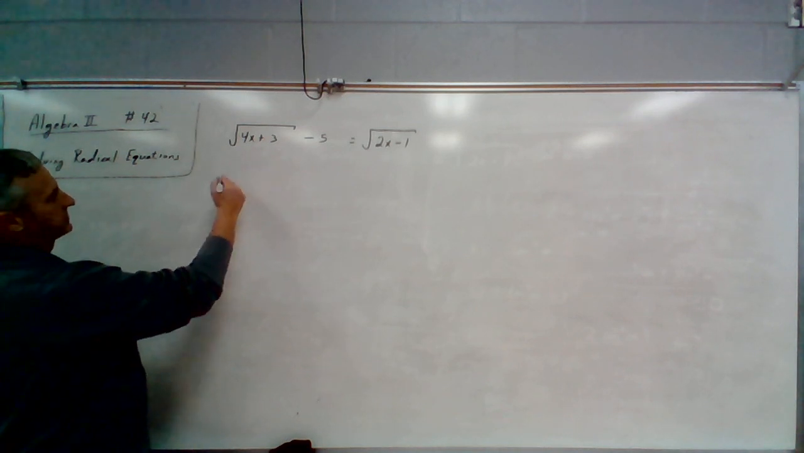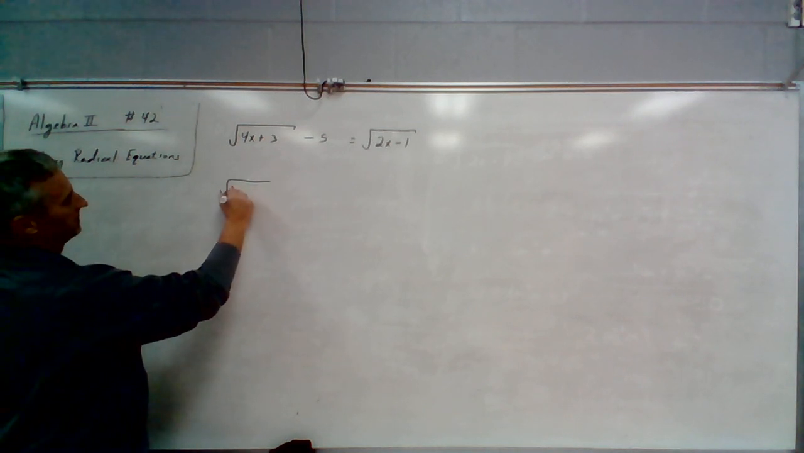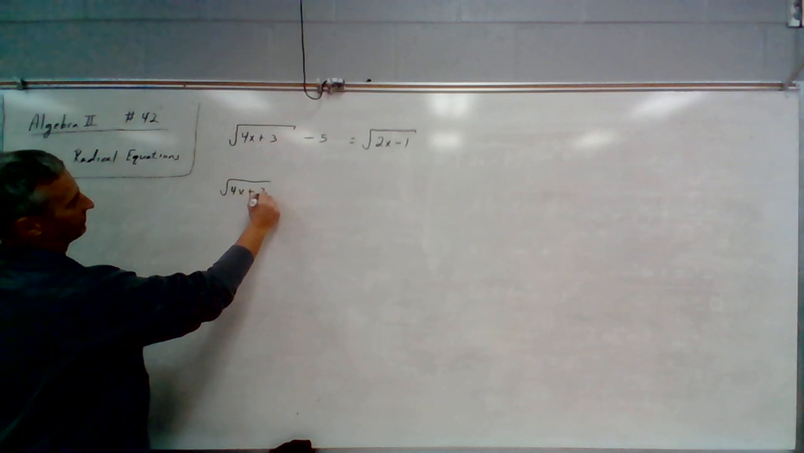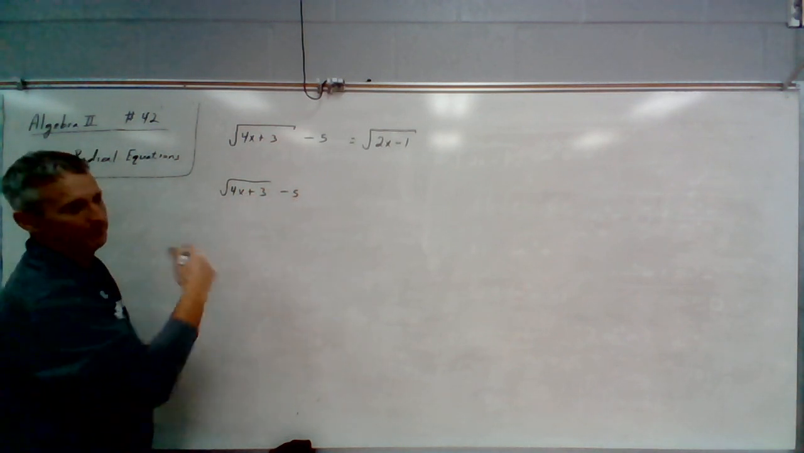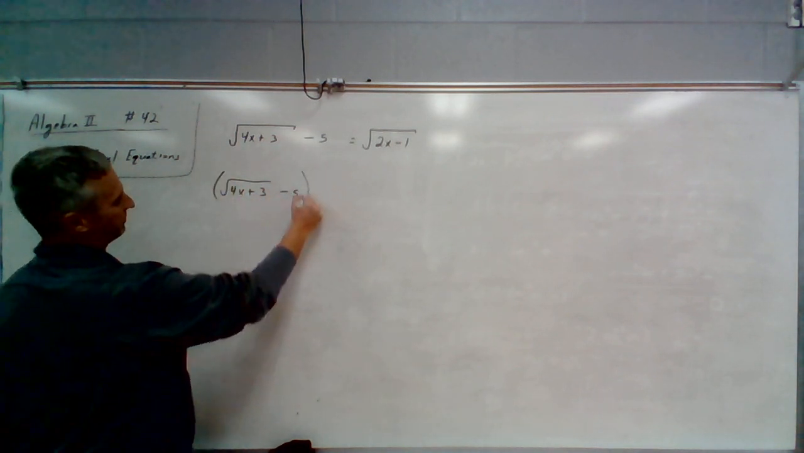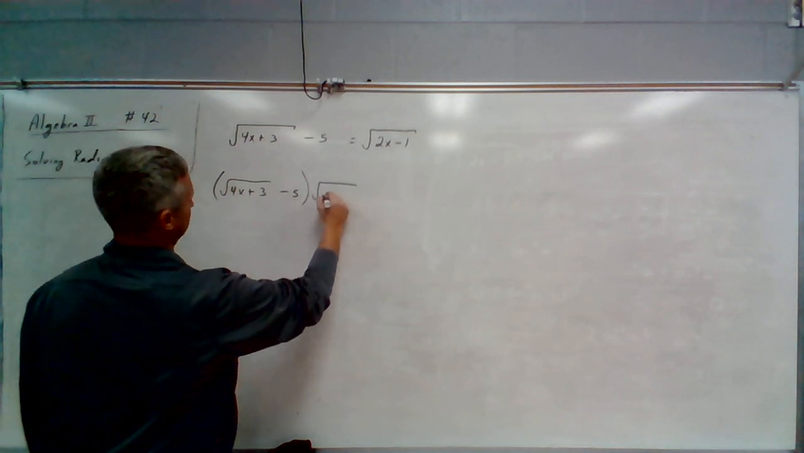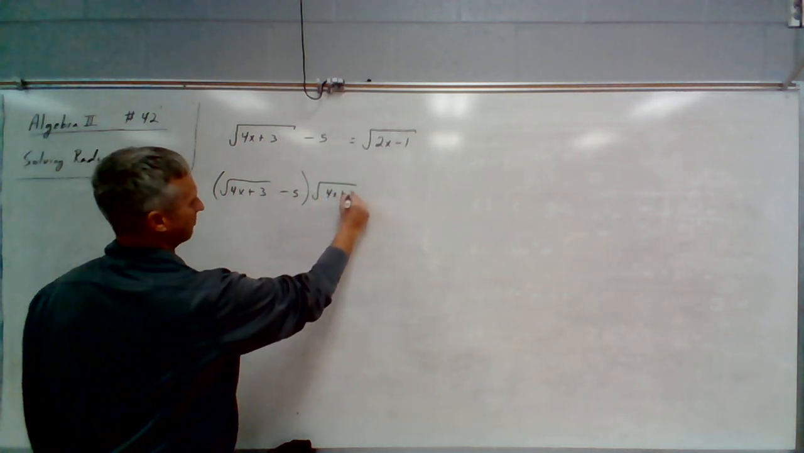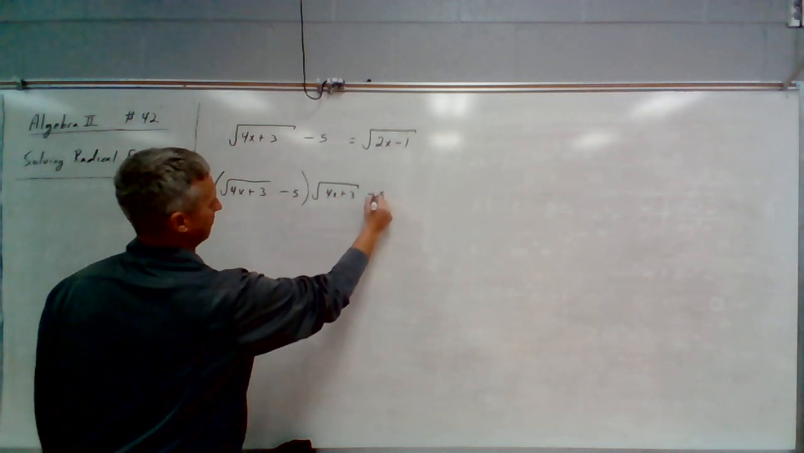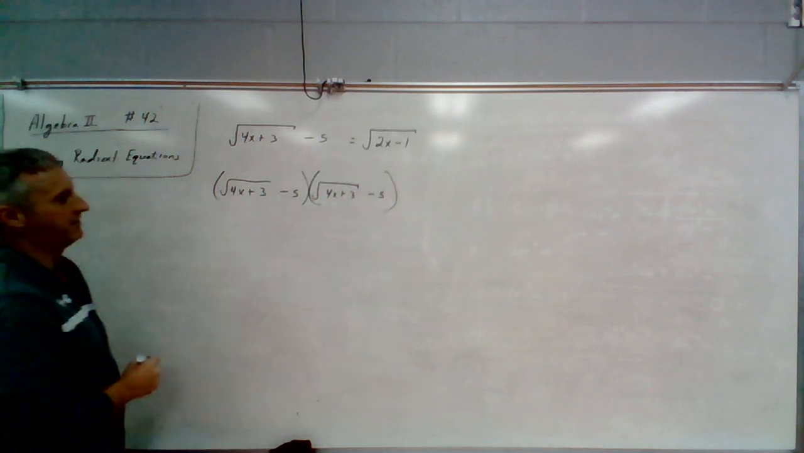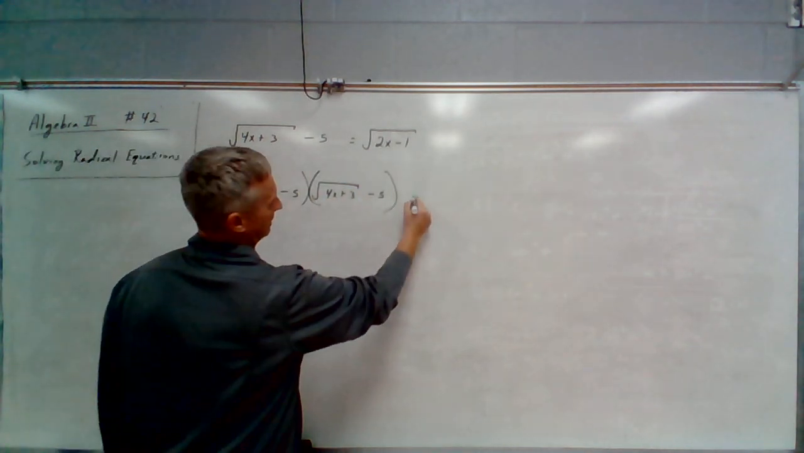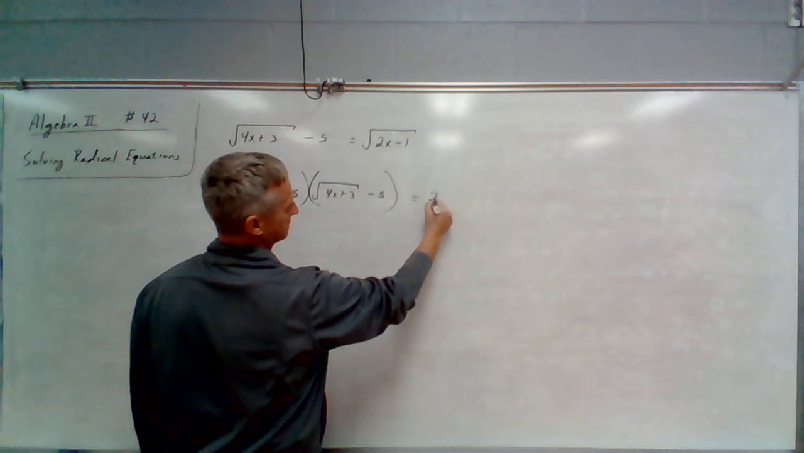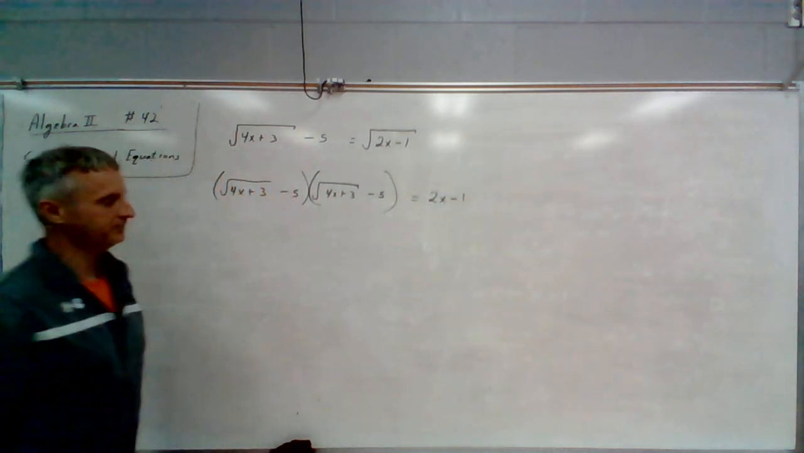So if I square both sides, I have to multiply the square root of 4x plus 3 minus 5 by itself. So I have to multiply that by itself, like that. And over here, if I square this side, I'll just get 2x minus 1.